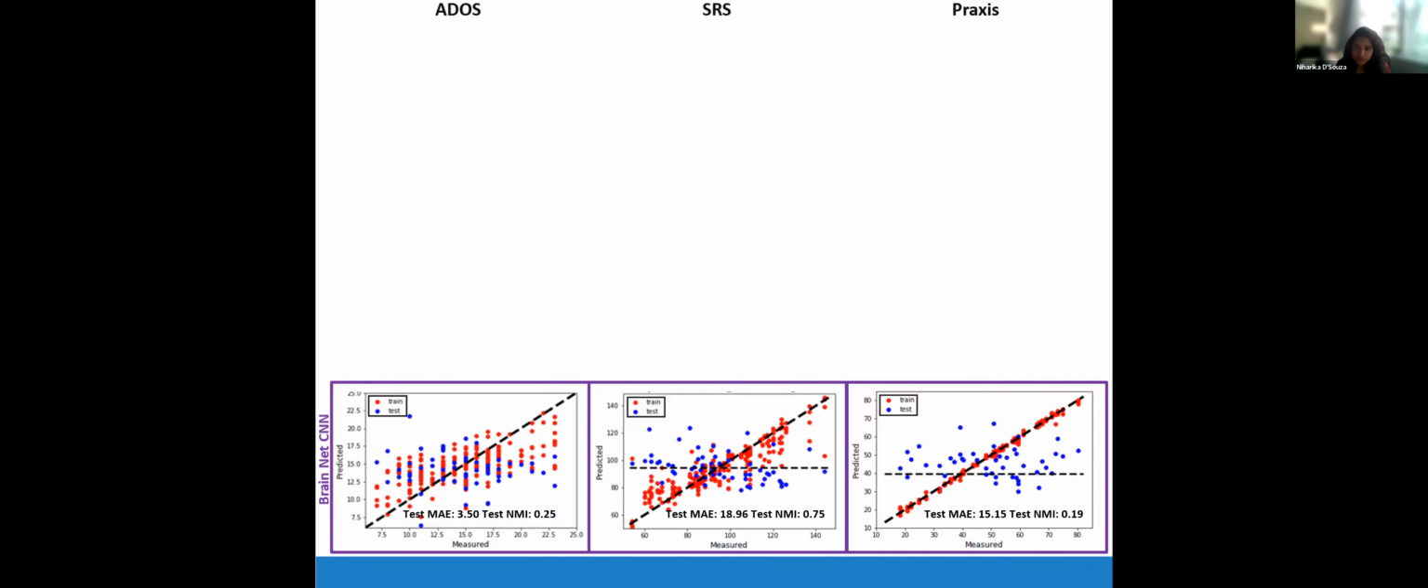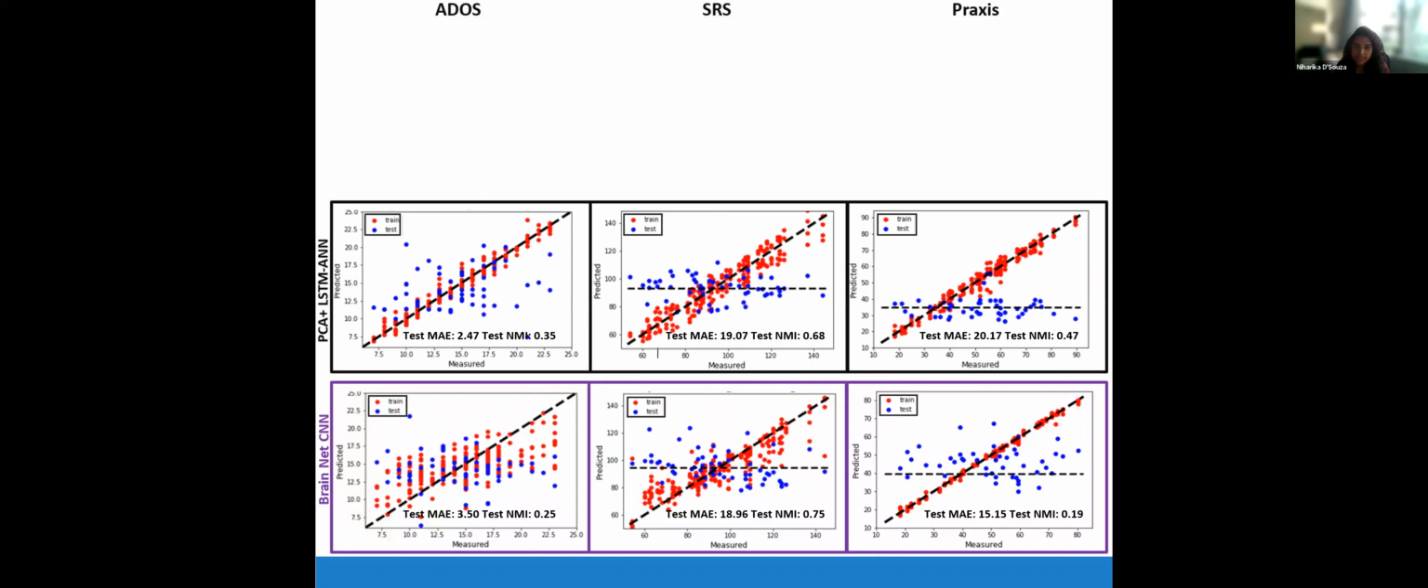So here's the performance profile for the BrainNet CNN baseline. Note that we are now trying to jointly predict the three measures. We have ADOS to the left, SRS to the middle, and Praxis to the right. In each subplot, the score as given by the clinician is on the x-axis, while the score as predicted by the model is on the y-axis, with the diagonal line indicating ideal performance. Red denotes training points, while blue indicates testing points.